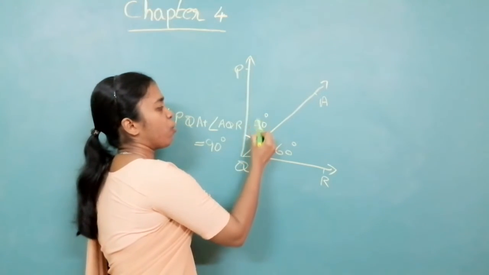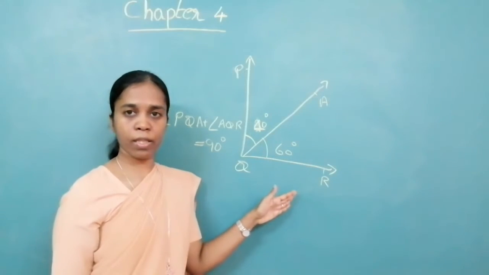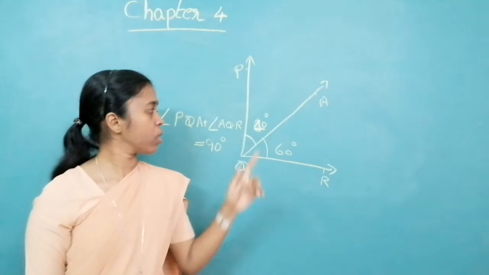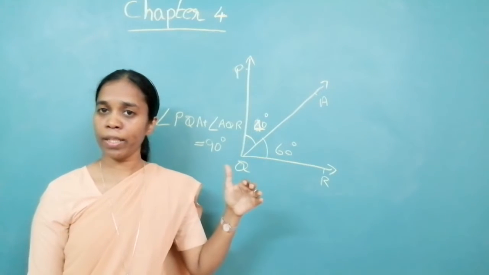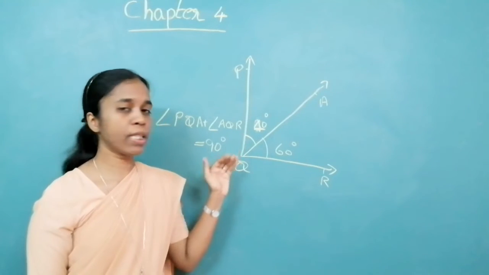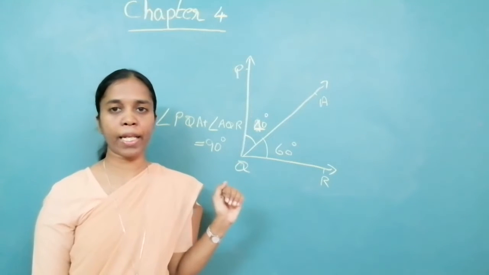Suppose this is 40 degree and this is 60 degree. Are they complementary angles? No. Why? Because 40 plus 60 gives you 100. Complementary angles should give you 90 degree. So, these are not complementary angles.